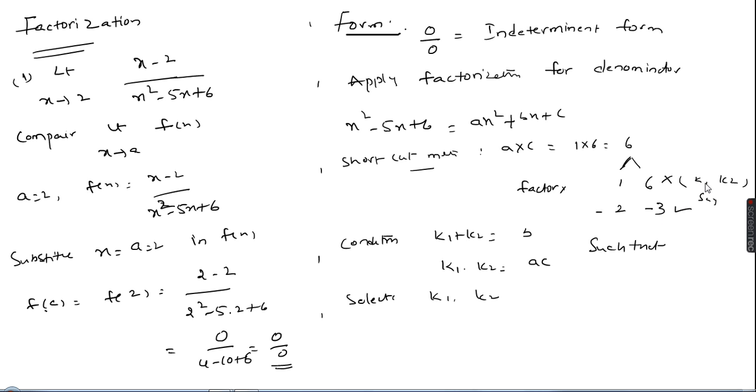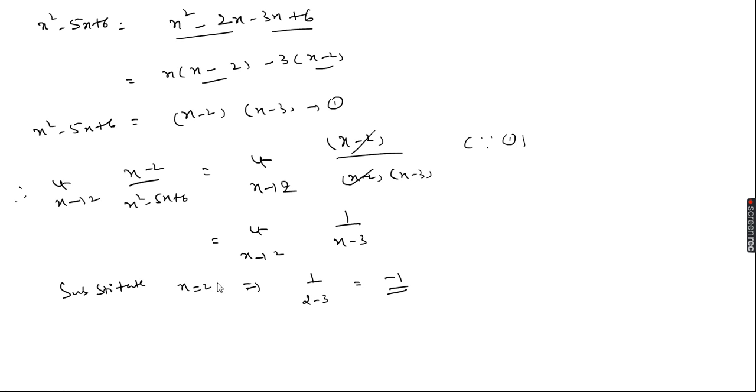So we say that the factors are k1 and k2. So what is the condition? The condition is, if we do the addition k1 plus k2, we get the b value, and if we multiply k1 into k2, we get ac, such that we have to select k1 and k2. And in the same way, x square minus 5x plus 6 can be written as x square minus 2x minus 3x plus 6. So if we solve, we get x minus 2 into x minus 3.